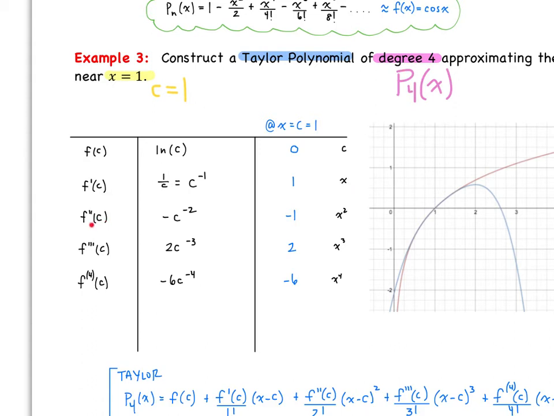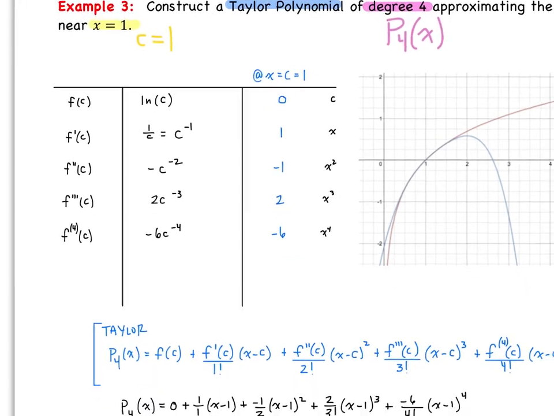Okay. Second derivative, we get negative c to the negative 2. Evaluating that at c equals 1, we get negative 1. This is the coefficient of our quadratic term. F triple prime, so the third derivative, is going to be 2c to the negative 3. Evaluating that at c equals 1, we get 2. This is the coefficient of the cubic term. The fourth derivative of f is negative 6c to the negative 4. Evaluating that at 1, we get negative 6. This is the coefficient of the quartic term.